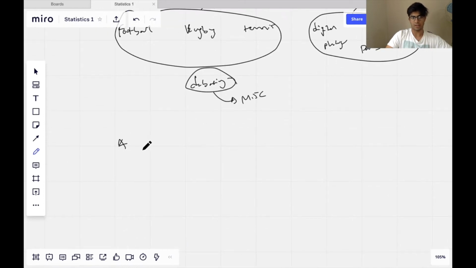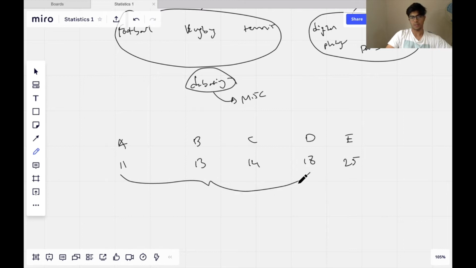Let's say you have A, B, C, D, E, and they're all different ages. So A could be, maybe her name is Anna, who is 11. B is Bob, who's 13. C is Charlie, who is 14. D is Dan, who is 18, and E is Emily, who is let's say 25. So you could perhaps categorize these first 4 as teenagers.